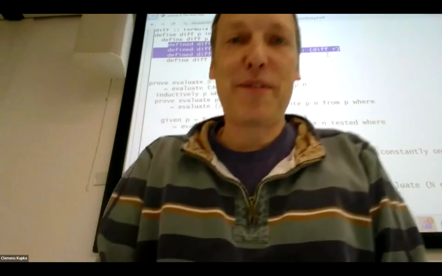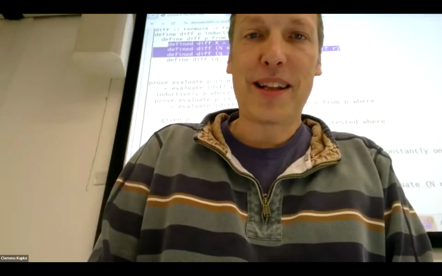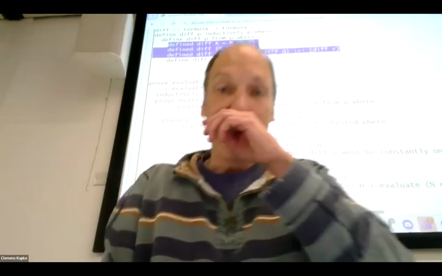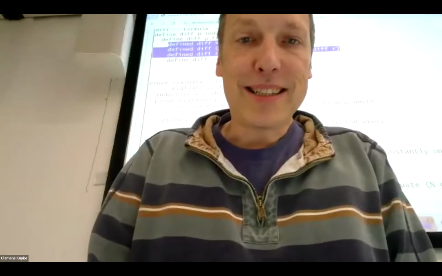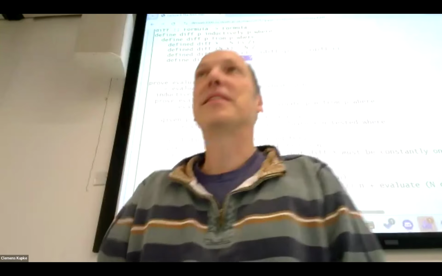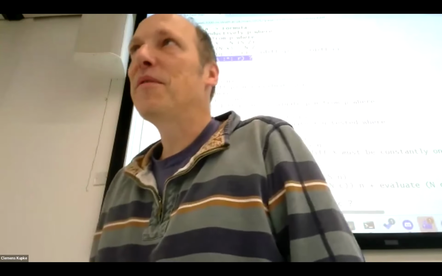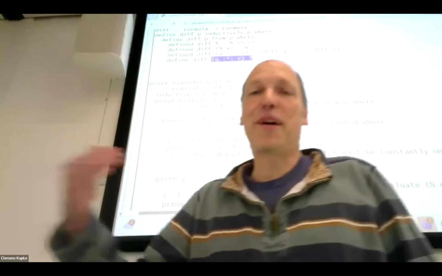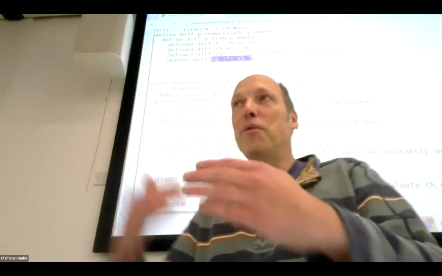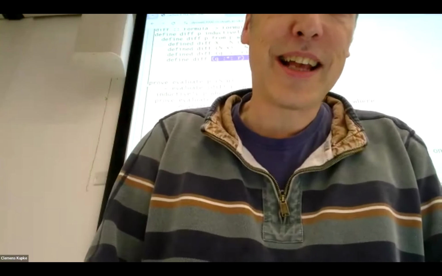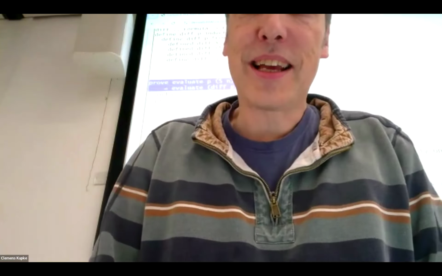So indeed, we have defined last time the diff operator for, as Connor just said, variables, constants, and plus. And now the question is, what happens with times? And the strategy of this definition was, we are not defining first everything and then proving something, but we first look at what this difference operator should actually satisfy, which was this statement here.